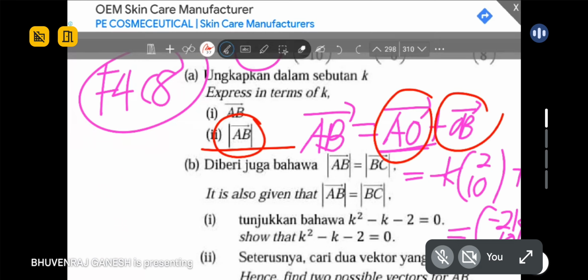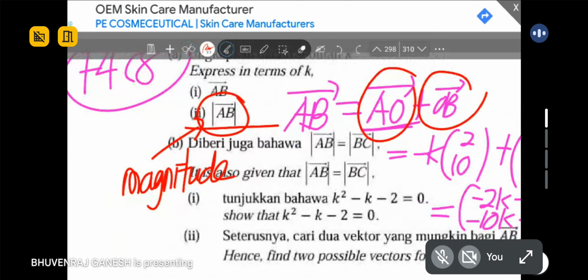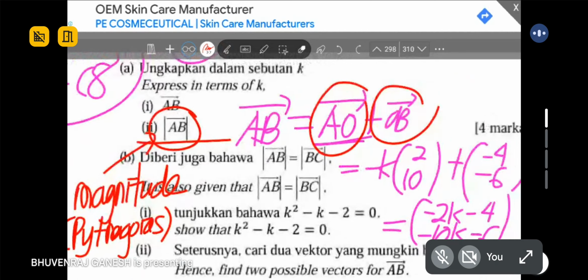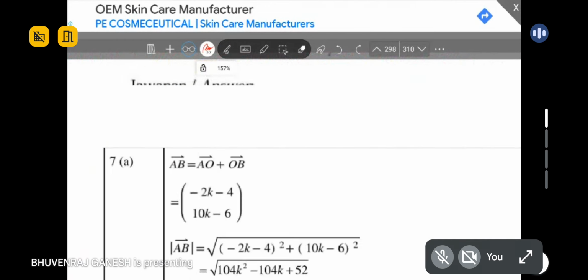So guys, what do they want you to find over here? May I know? You see modulus. So modulus means what, in vector? Yes, you must find the magnitude. Okay, so the formula is just like the Pythagoras theorem. Remember, the magnitude formula for vector, you just use the same formula as Pythagoras. Means that square root of a square plus b square. That's the formula. So, this one square plus this one square, square root. That's all.